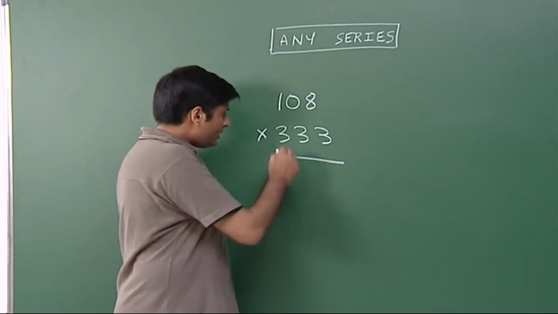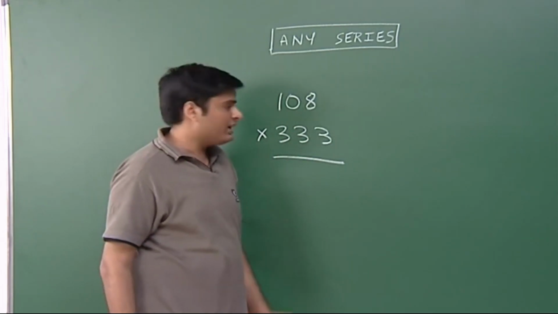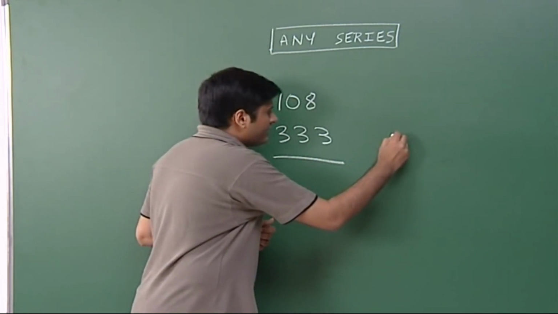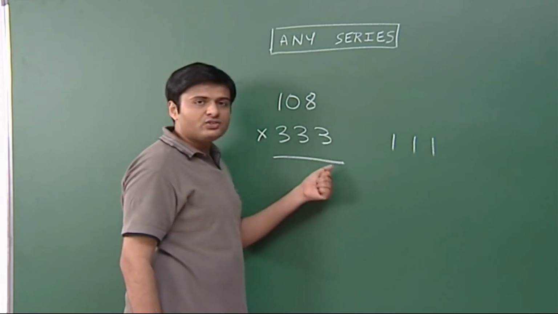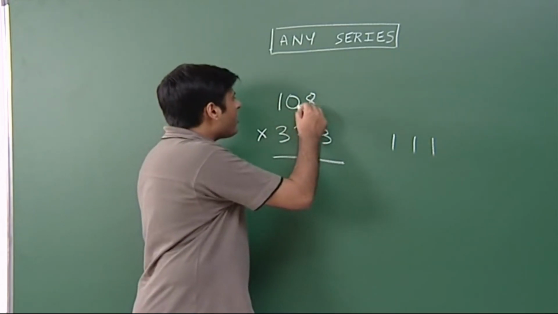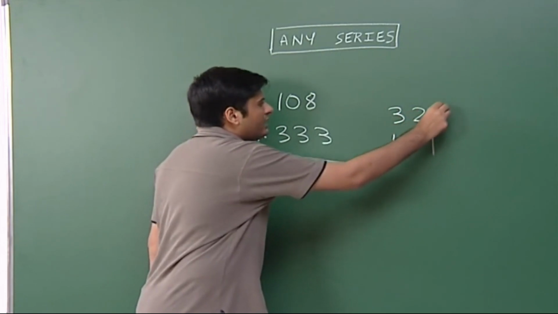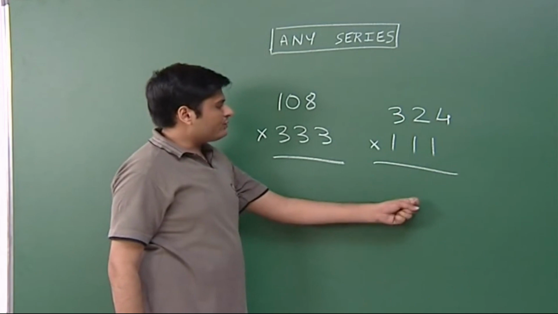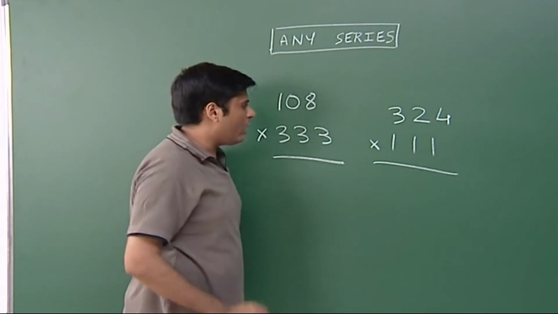Now, 333 has to be converted to 111. How do I do it? I have to divide this number by 3. I divide 333 by 3, I get 111. And because I am dividing by 3 in reciprocative, I have to multiply this by 3. 108 into 3 would be 324. So, the answer of this question will be the same as the answer of this question. Let us see how we get it.